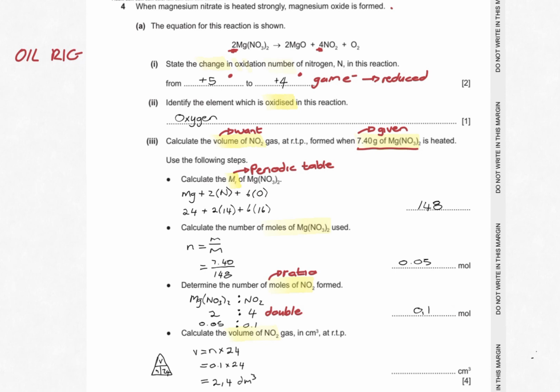But now we have to convert it to centimeters cubed. Now 1 decimeter is equal to 10 centimeter. But because these are cubed, we have to do it 3 times. So I'm going to multiply by 10 to the power of 3. So 2.4 times 10 to the power of 3 would give me 2,400 centimeters cubed.